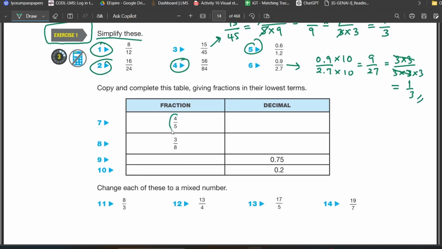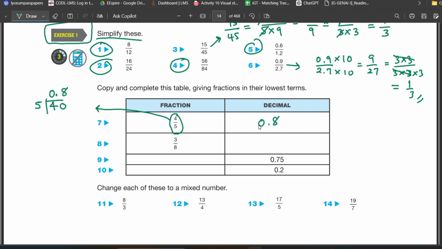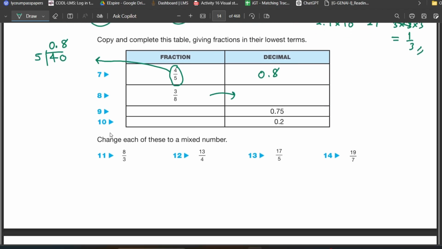Okay, and if they have given a fraction, we can get the decimal. How? We have to divide this by long division. So if we use long division, divide by 5, 0.40, so you get 0.8. Like that, do these questions yourself and check with the calculator. And these ones, you can do it like this.